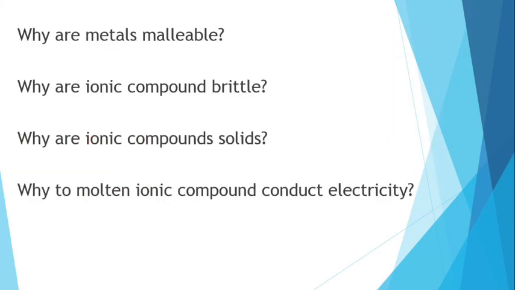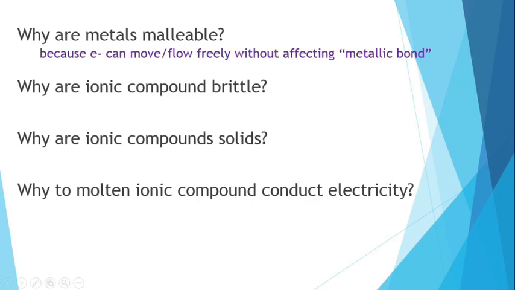So last couple of questions here. Why are metals malleable? It's because of those electrons being able to flow and move freely. Another way of saying that is that the metallic bond isn't based on an atom's position. The atoms can move anywhere in that chunk of metal, and the electrons will still be shared and flowing freely between all the atoms in that chunk.